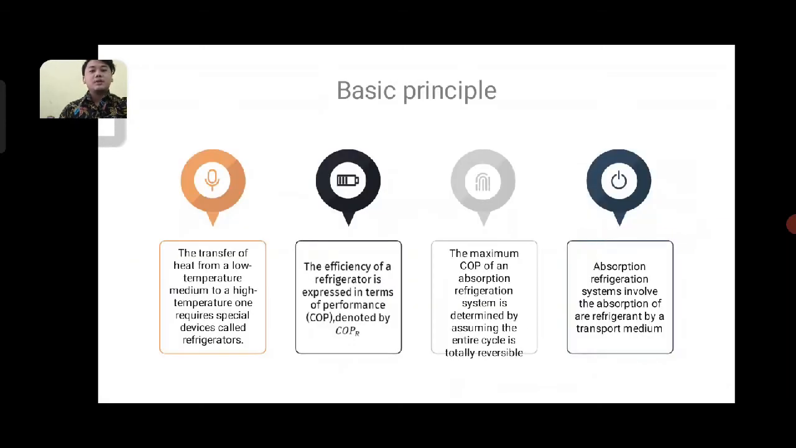The basic principles of this experiment: first, the transfer of heat from a low temperature medium to a high temperature one requires a special device called a refrigerator. Then, the efficiency of a refrigerator is expressed in terms of the coefficient of performance (COP), denoted by COP_R. Third, the maximum COP of an absorption refrigeration system is determined by assuming the entire cycle is totally reversible. And the last one, absorption refrigeration systems involve the absorption of refrigerant by a transport medium.